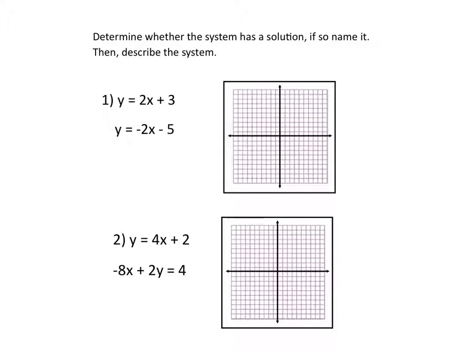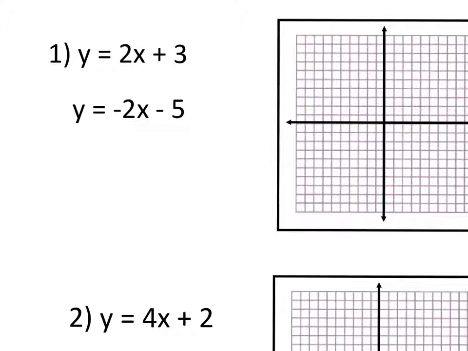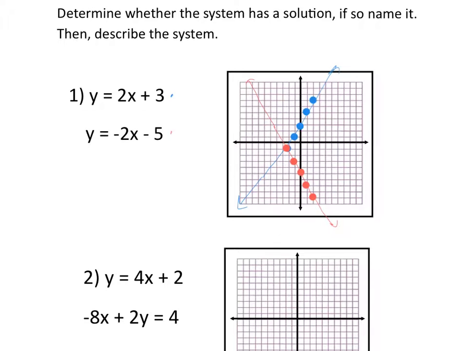Let's take a look at these two examples and determine whether the system has a solution. If so, let's name it. Then let's describe the system. Let's take a look at number 1. Both these equations are already in slope-intercept form, which makes this very easy to graph. The first line I'll make in blue, and the second line I'll make in red. So I'm going to go over to my graph at the right and graph these two lines.